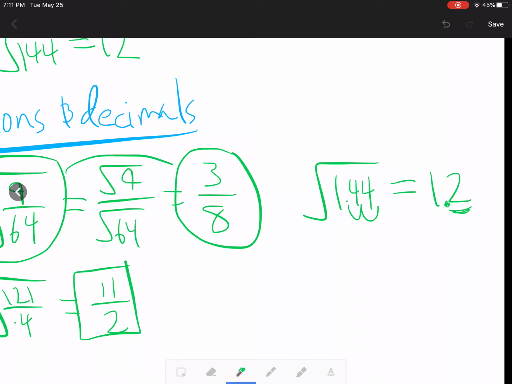It could also get a little bit trickier when we have more zeros in front or behind, but odds are if you're seeing decimals and we're expecting to get a nice clean answer, it's going to be variations of this. So we might see something like 0.81, and then this is going to be 0.9 as your answer.